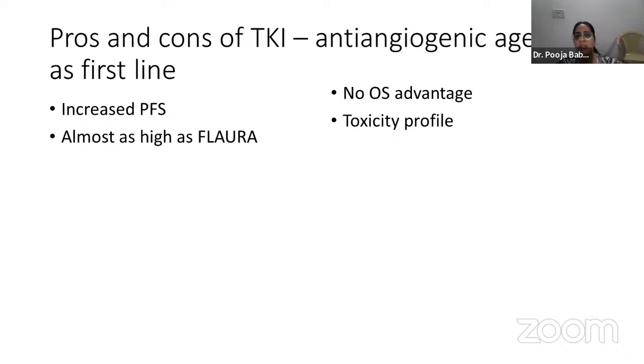This particular combination we can use in high risk or certain subtypes, like the patient who has upfront brain metastasis or the patient who has L858R mutation, because L858R mutation has shown a consistent benefit, same as deletion 19, in this particular trial.